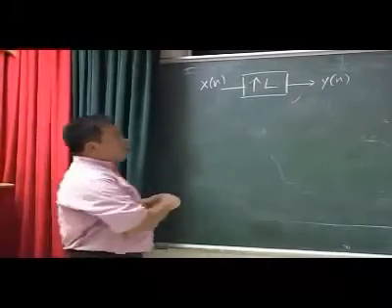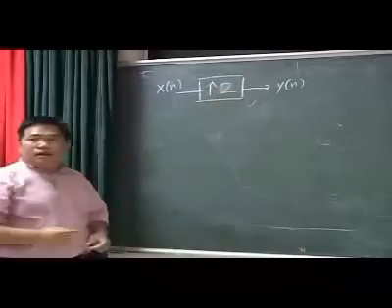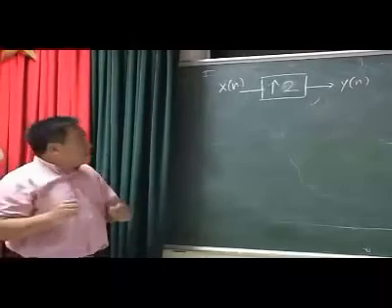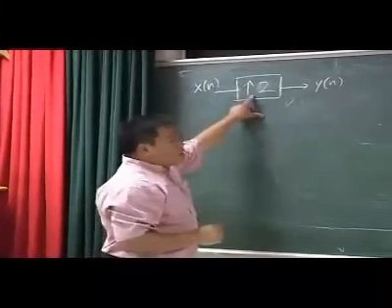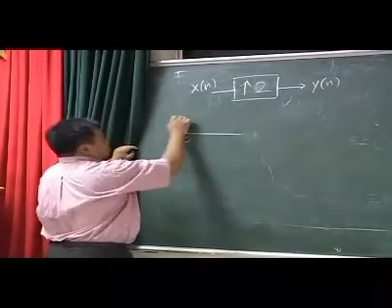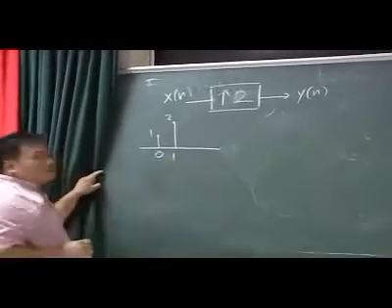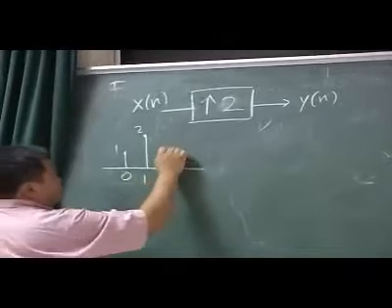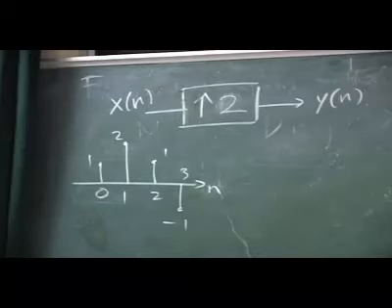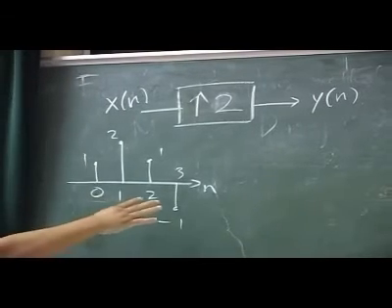In particular, let me take an example where we have 2 instead of L, and you can generalize it to any factor L if you want. What it does is it takes the signal x of n. Let's say I have value 1 at 0, value 2 at 1, value 1 at 2 and minus 1 at 3. A finite signal, only 4 non-zero values, at times 0 to 3.